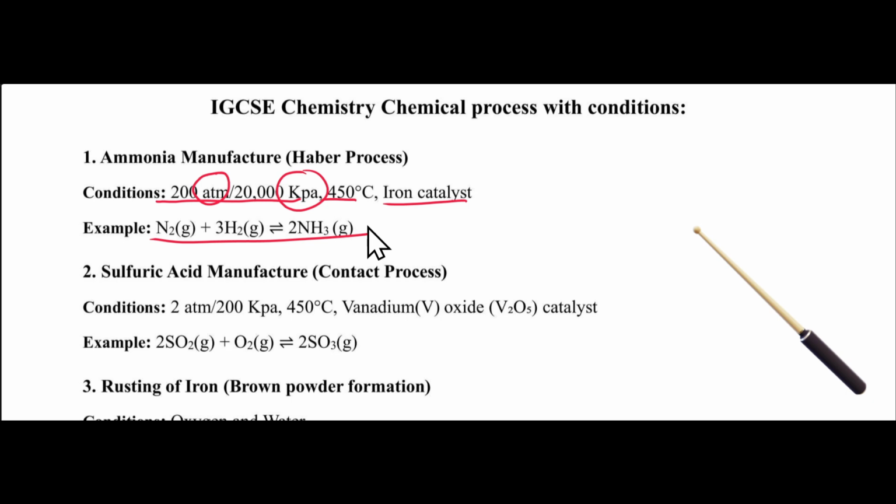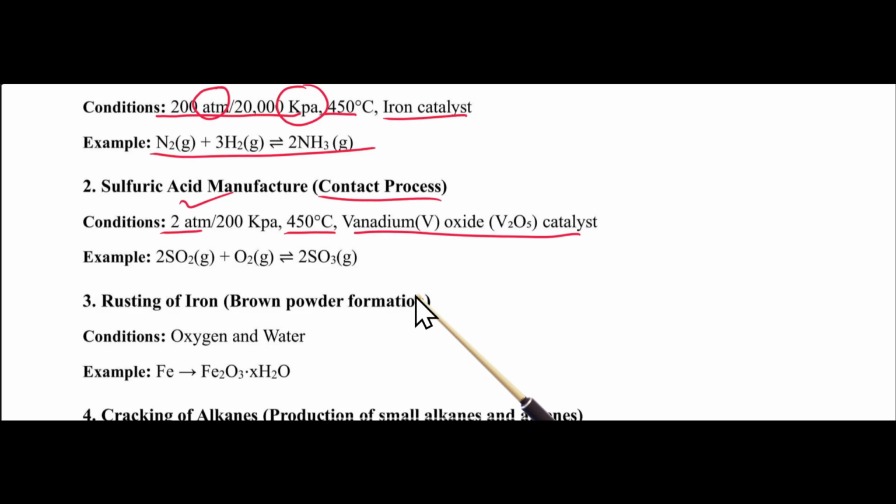Second is sulfuric acid manufacture. That is the contact process. It's also in chapter 9. So the conditions for the pressure are very low. Pressure is low, but the temperature is the same as the Haber process, 450. Whereas the catalyst is vanadium oxide. Vanadium oxide is a catalyst that is used for this reaction, and the pressure is just 2 atmospheric pressure. 1 atmospheric pressure is standard, and it is just 2 atmospheric pressure, or you can say 200 kPa.